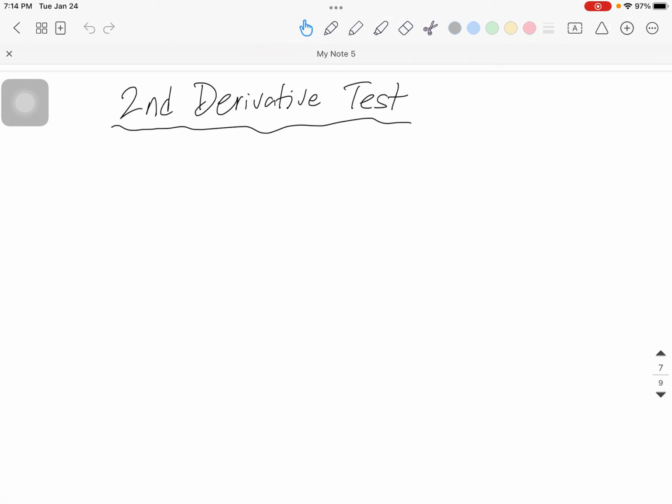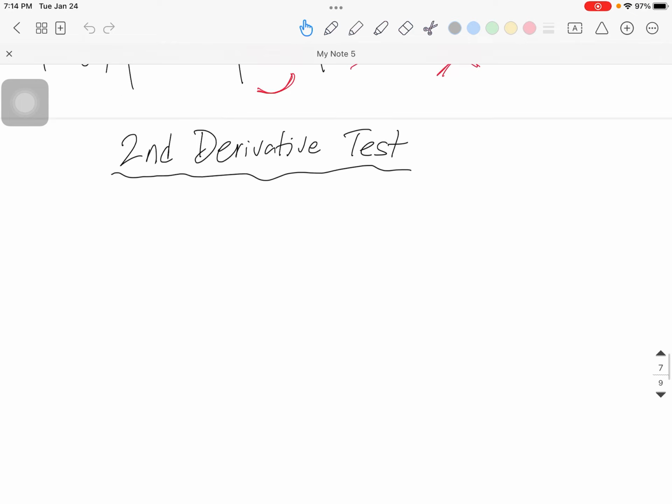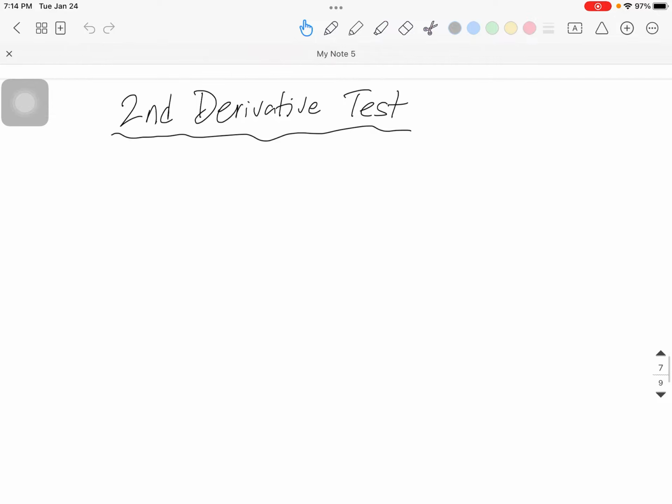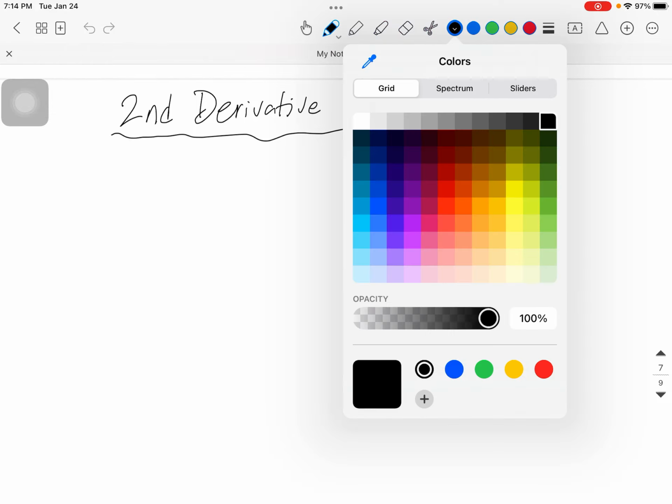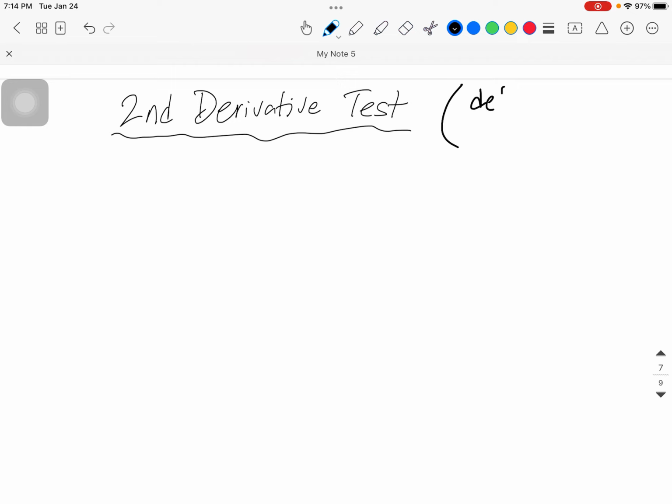All right, guys, I want to make a quick video about the second derivative test. It can be a very handy test to determine maxes and minimums. So yesterday, we talked about how the second derivative can tell you information about the concavity of the original function f. And we've also talked about how the first derivative can determine the potential maxes and mins.